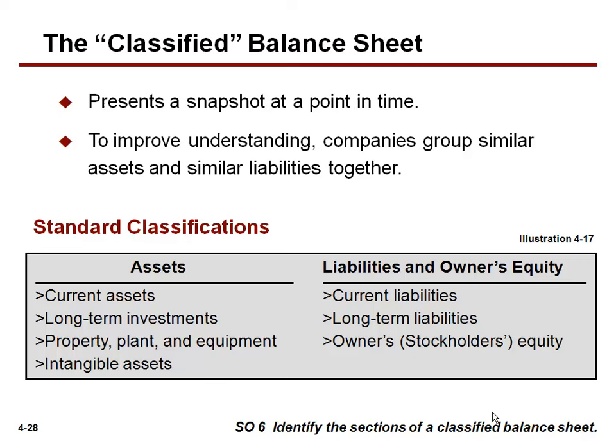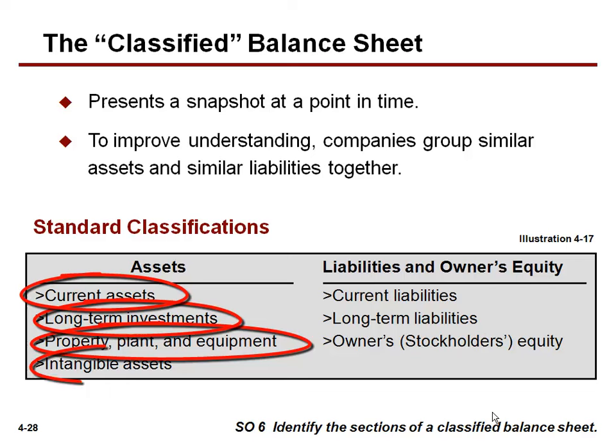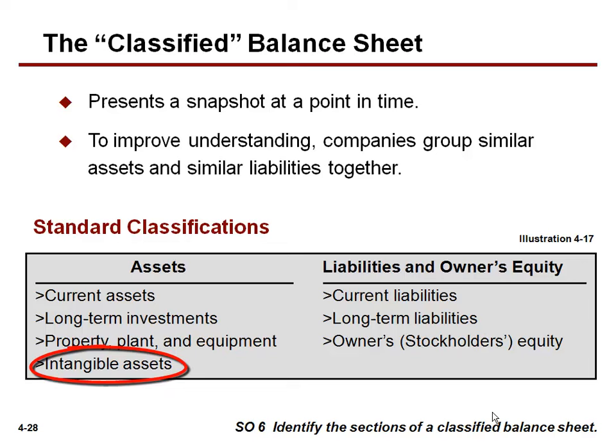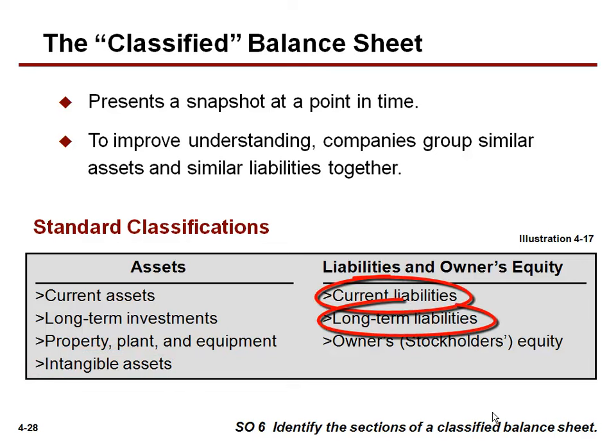So the grouping of assets, as shown at the bottom, we'll have a grouping of assets called current assets, long-term investments, property, plant, and equipment, and intangible assets. Likewise, on liabilities, we'll break liabilities down into current liabilities and long-term liabilities. These are the only subgroupings affected in a classified balance sheet. The owner's equity or owner's capital position remains unchanged, but presents itself as one number on a final classified balance sheet.